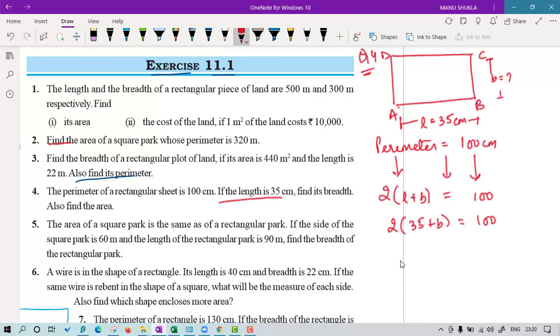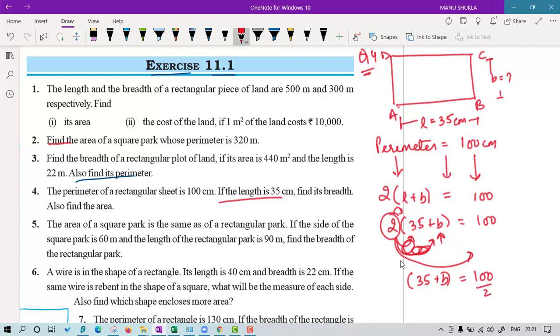Now you can see only one is variable over here, so you can easily find the answer. But before that you have to simplify the left hand side. Either you can open the bracket and multiply 2 with 35 and B and then solve, or you can take the 2 directly to the right hand side. It depends on you. Okay, so you can try both the ways, they will give you the same answer. I am taking the 2 to the right hand side. You can see here it is multiplying with the bracket. So when it goes to that side, we are left with 35 plus B equal to 100 upon 2.